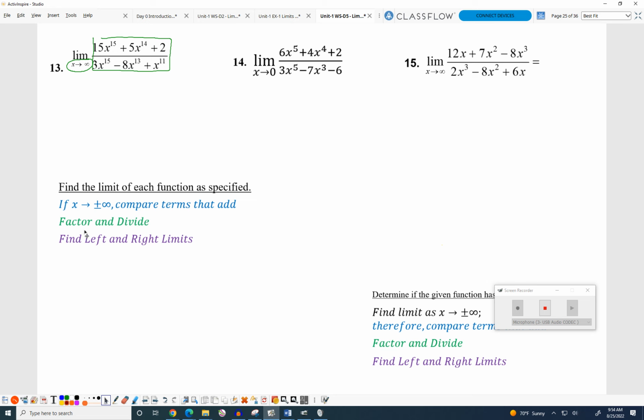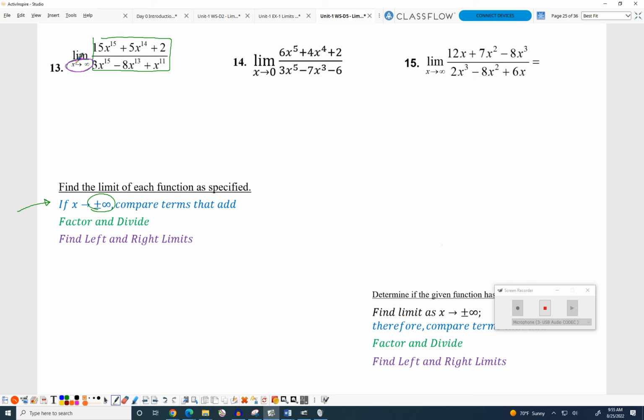Whenever you're asked to find a limit, the first thing I always do in this class is identify if it is a limit where the input variable is going to either positive or negative infinity. So first, look and see: do I have a limit where x, or whatever the input variable is, is headed towards infinity? Number 13, that is what's happening. We're finding the limit as x approaches infinity.